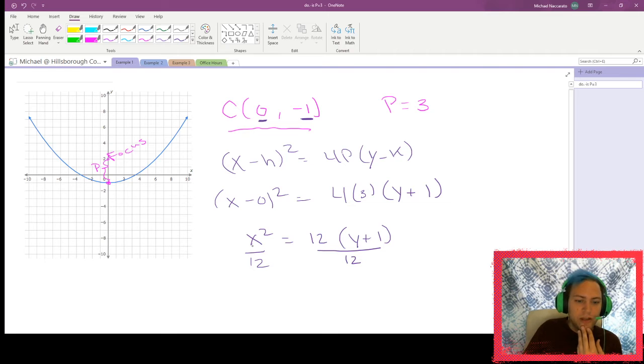Divide by 12. We could rewrite this as 1/12 x squared, and it means the same thing. And that cancels. So now I have y plus 1 over here. So I need to get the y by itself, so I'm going to subtract 1 to this side. And that leaves me with just y.